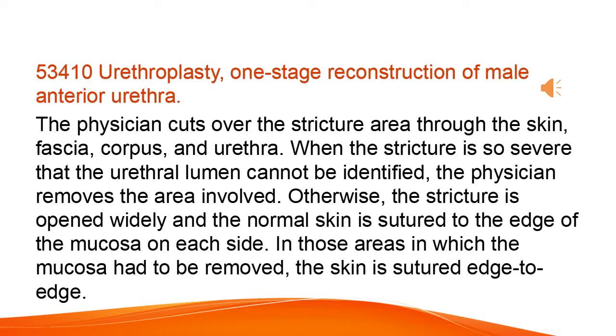Urethroplasty, one-stage reconstruction of male anterior urethra. The physician cuts over the stricture area through the skin, fascia, corpus, and urethra. When the stricture is so severe that the urethral lumen cannot be identified, the physician removes the area involved.